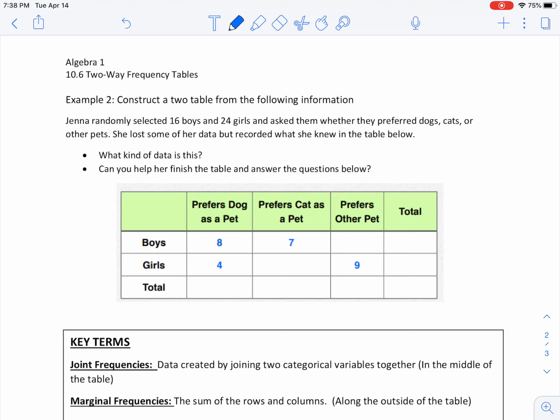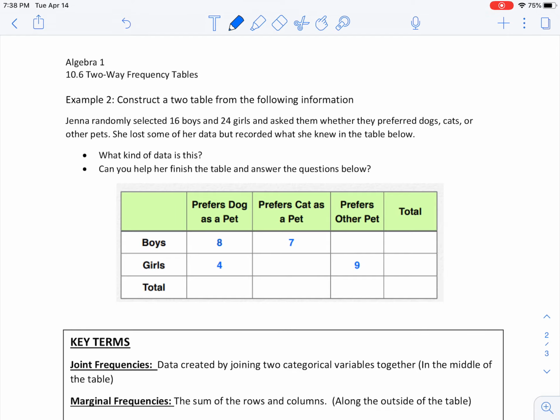Okay, moving on. Example 2, construct a two-way table from the following information. Jenna randomly selected 16 boys and 24 girls and asked them whether they preferred dogs, cats, or other pets. She lost some of her data but recorded what she knew in the table below. What kind of data is this?